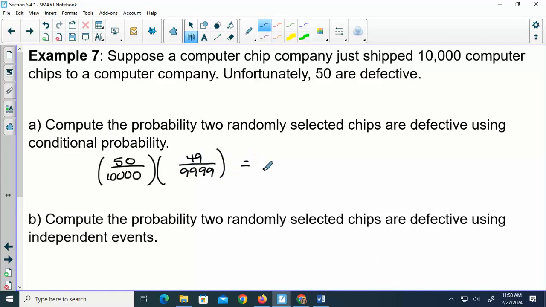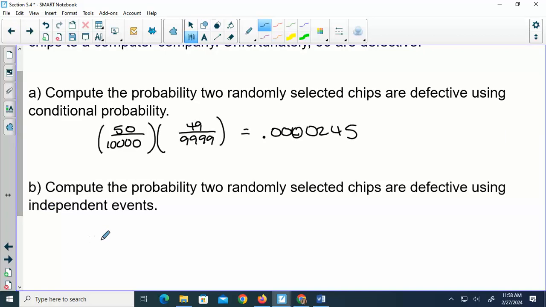And what did you get? 2.4532. Oh, at the very end it has e negative, so that tells you to move your decimal back. So what was e to the negative? Okay, so extremely unlikely getting two defective ones.